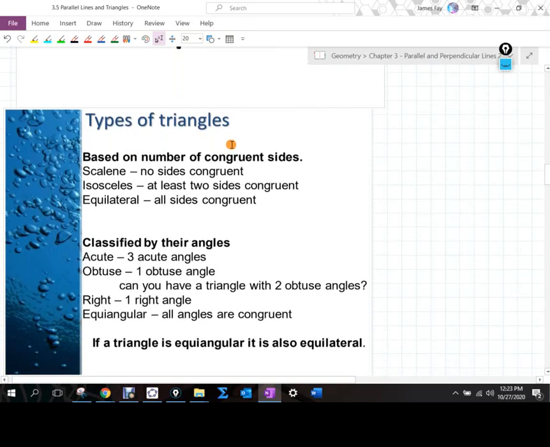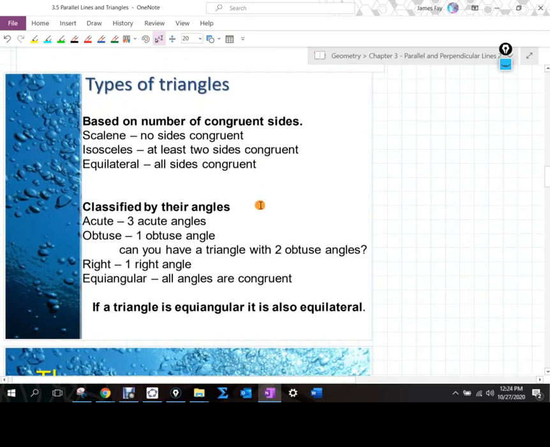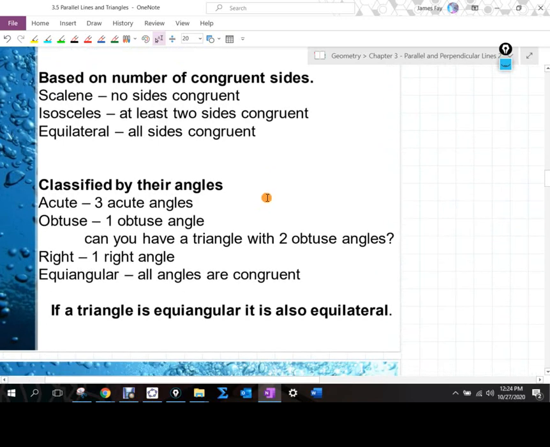Types of triangles. You guys know these things. And we can use combinations of these words to classify things. So a scalene triangle is a triangle that has no sides congruent. Did you guys know that before? So scalene is no sides congruent. Isosceles means at least 2. So we're setting the floor, the minimum that we could have.